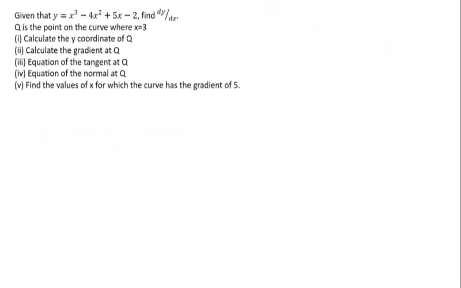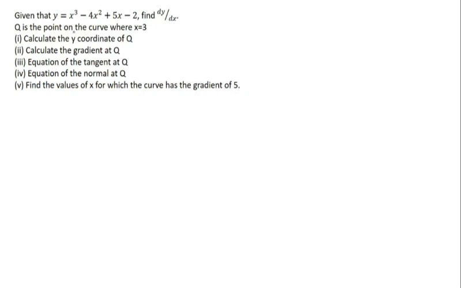Given that y is equal to x cubed minus 4x squared plus 5x minus 2, find dy/dx. Q is the point on the curve where x is equal to 3. I: calculate the y coordinate of Q. II: calculate the gradient at Q. III: find the equation of the tangent at Q. IV: find the equation of the normal at Q. And then find the values of x for which the curve has a gradient of 5. So let's go ahead.